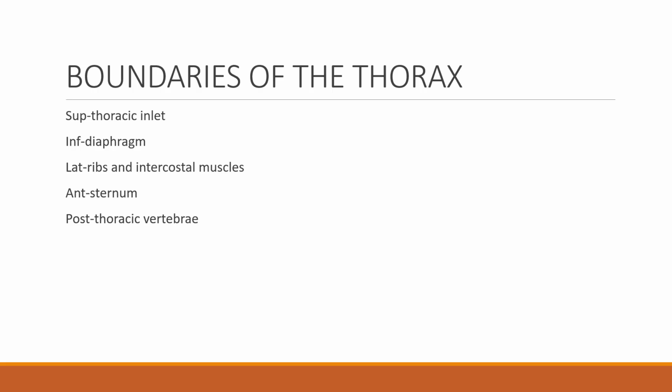Inferiorly, the thorax borders the diaphragm. Laterally, it borders the ribs and intercostal muscles. Anteriorly, it borders the sternum. And posteriorly, the thoracic vertebrae, the T1 to T12.